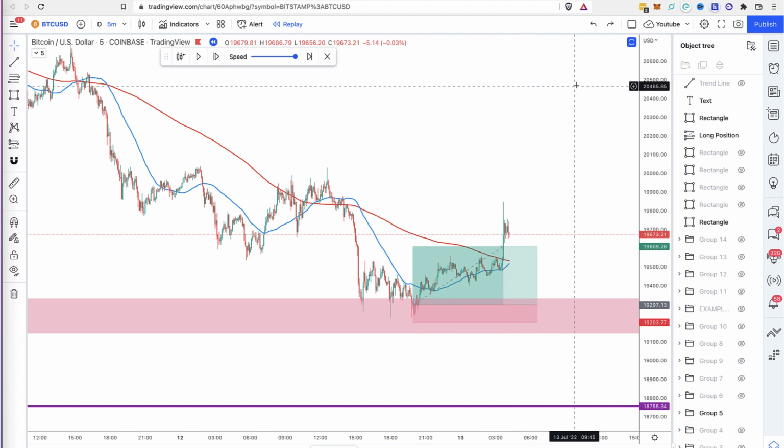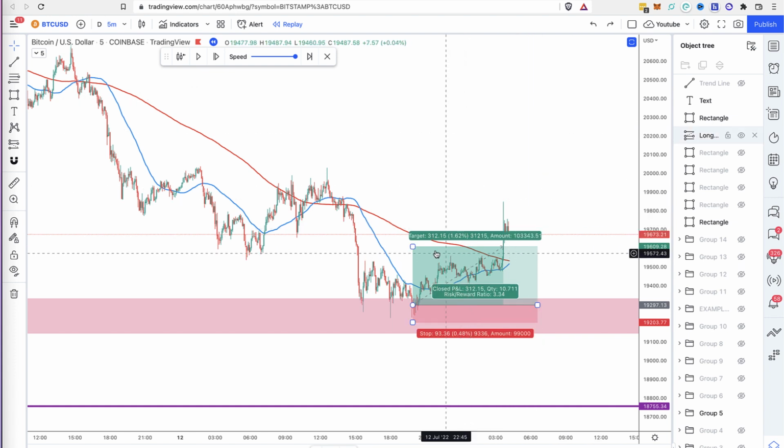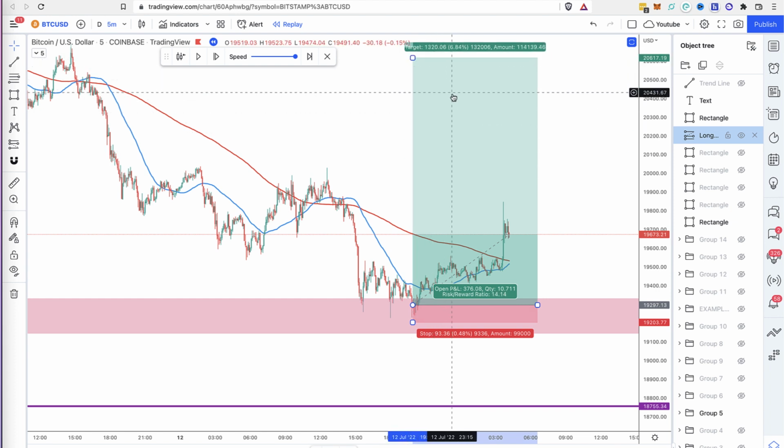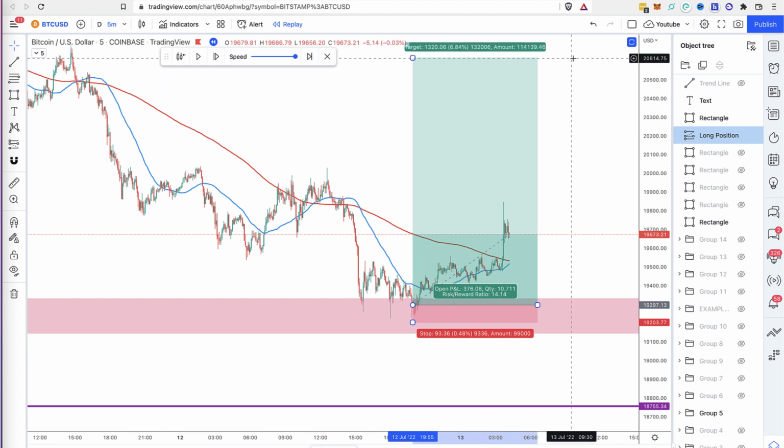Because imagine this just keeps going, and you can see what happens if you move this up, right? You can see over here, it becomes a 14R, and that's only at 20,600. Imagine it continues to run to 23K or 26K.